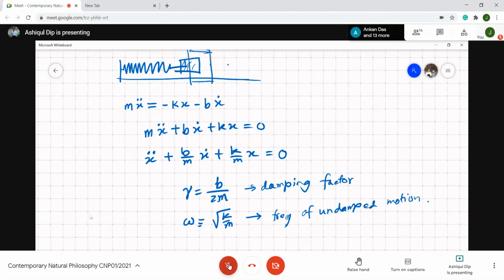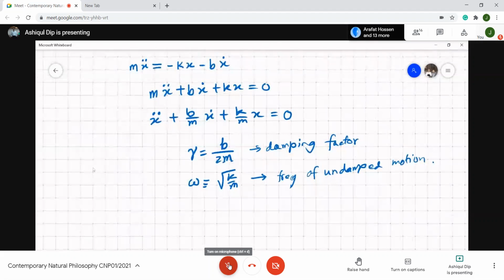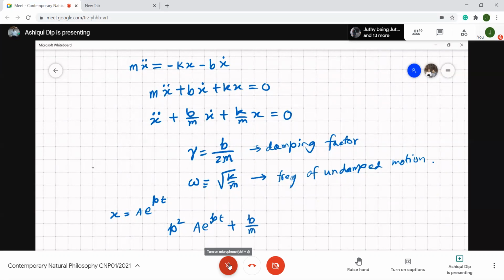So we know how to solve it. So let's do the trial function. Say our trial is x equals to some constant A times e to the power p t, where p is another unknown constant. Substitute it, you get p squared A e to the power pt, plus b by m p A e to the power pt, plus omega squared, or k by m. So for the beginning, let's write just b by m. I'll use gamma in the last step.